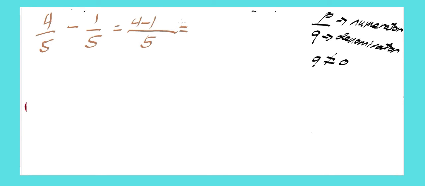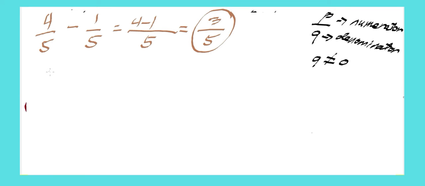Same process. What differs here is just the operation. Yun lang naman ang pinagkaiba, yung operation lang. 4 minus 1 and 5 here, so it will become 3 over 5. Simplify if necessary. Kung kinakailangan, i-lowest term. But here, 3 and 5, naka-lowest term na po yan.